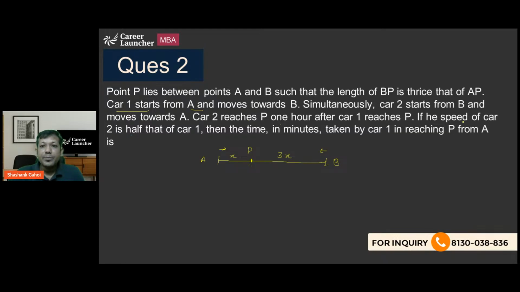So if the speed of the car 2 is half that of car 1, what I'm going to assume here, speed of car 2 is 1, speed of car 1 is 2, because the speed of car 2 is half of the speed of car 1. Then the time in minutes taken by car 1 in reaching P from A. It means question is saying what is the time taken by car 1, means it is reaching from here to here.